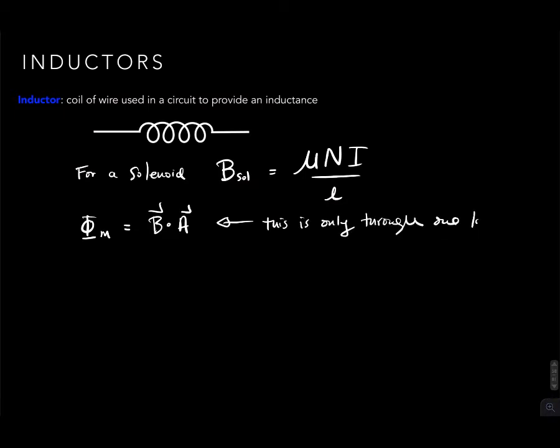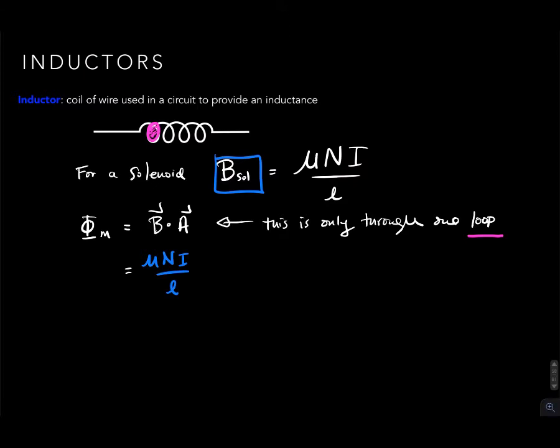And keep in mind, when we talk about area, we want to go loop by loop because there's more than one loop. So the magnetic field is the same through each loop, and there's more than one loop. So we'll start by writing down the magnetic field through just one loop. Okay, so that's our B solenoid, so we'll write that here. And that's mu n I over L.